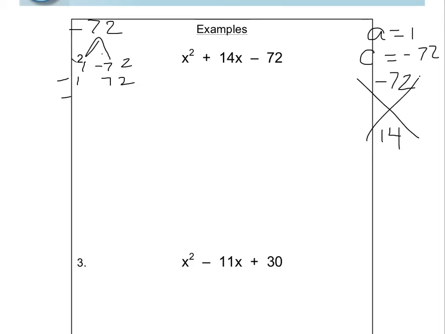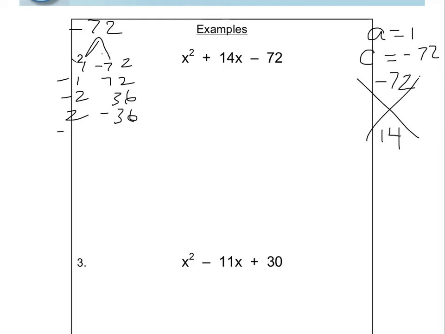Well, we've got negative 2 and 36, and positive 2 and negative 36. So far, have any of these added up to be 14? No. Let's see here. Let's take a look at 4.